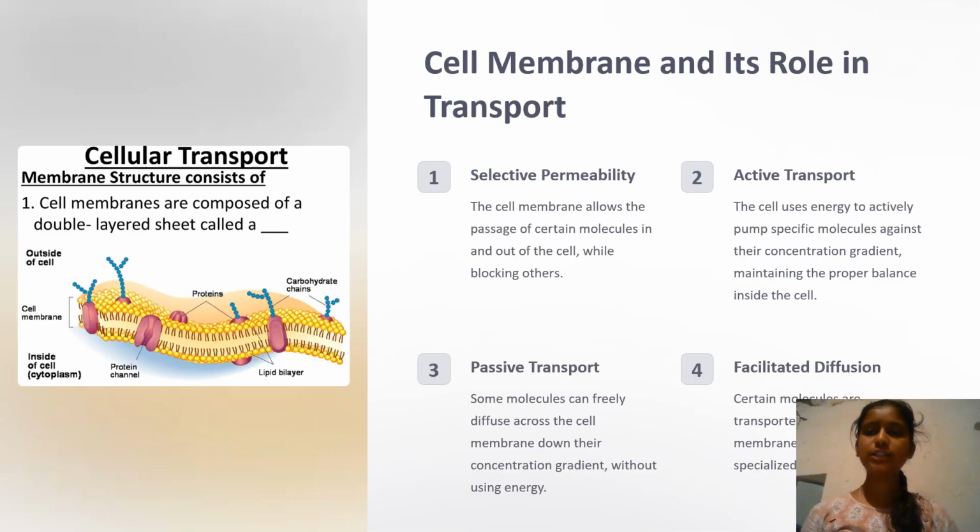Cell membrane and its role in transport. Firstly, it acts as a selective permeability barrier, because the cell membrane allows the passage of certain molecules in and out of the cell while blocking unwanted materials. Secondly, it acts as active transport. The cell uses energy to actively pump specific molecules against the concentration gradient, maintaining their proper balance inside the cell. Thirdly, passive transport. Some molecules can freely diffuse across the cell membrane down a concentration gradient without using energy. Fourthly, it acts as facilitated diffusion.